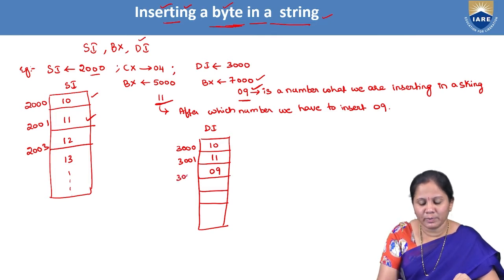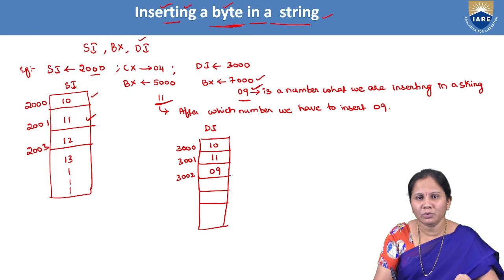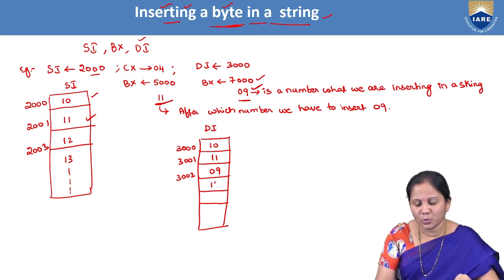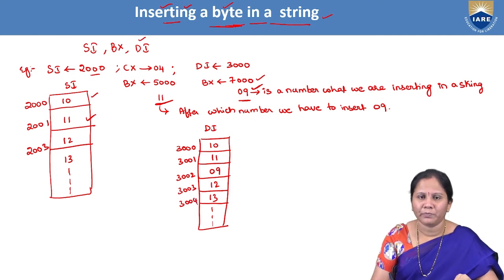So here this will be present in 3002, and next whatever the numbers are there, the remaining numbers in a string, as it is, it will be copied from SI to DI location. So the remaining numbers here are 12, 13 and so on. So here this is 3003 and this is 3004. So like this the number will be inserted.